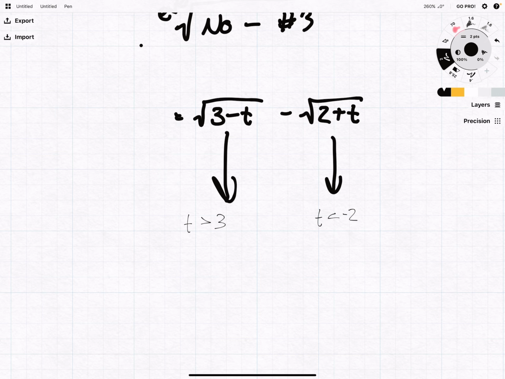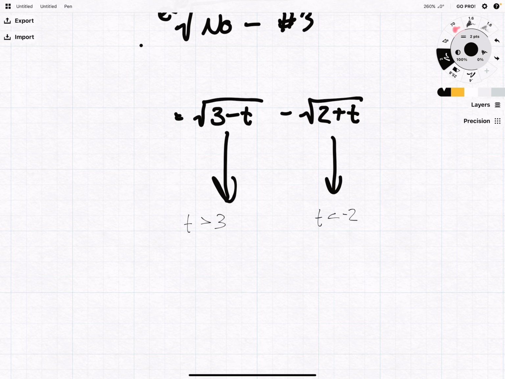And that's because you can see, right, if we take a look at this first one, 3 minus, well, if it's any number bigger than 3, like 4, right, 3 minus 4, that gives us negative 1, and we can't take the square root of negative 1 for a normal domain range problem. In the second problem, or the second half of this function, we have t less than negative 2. Well, 2 plus what? What would give us a negative number? Well, what if we had negative 3, right? 2 plus a negative 3, that would also give us a negative 1.